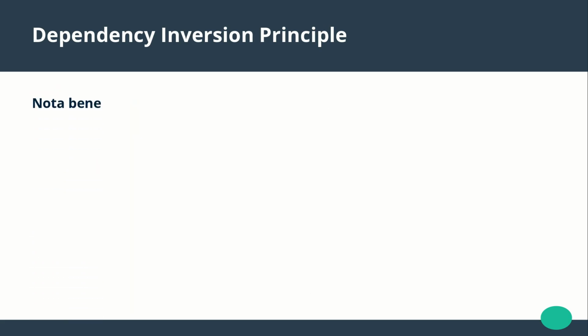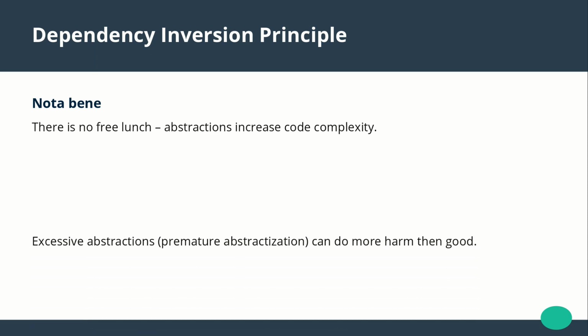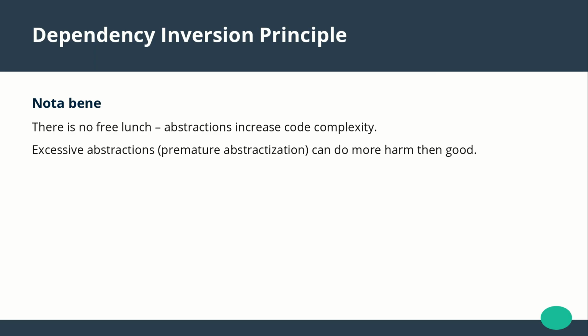Finally, I would like to draw your attention to a few points about the dependency inversion principle. First of all, there is no free lunch, and abstraction increases code complexity, so you shouldn't add abstractions everywhere. Too many abstractions may be hard for developers. They will have to jump to many different places, to many different interfaces, and so on. Excessive abstractions can even do more harm than good.